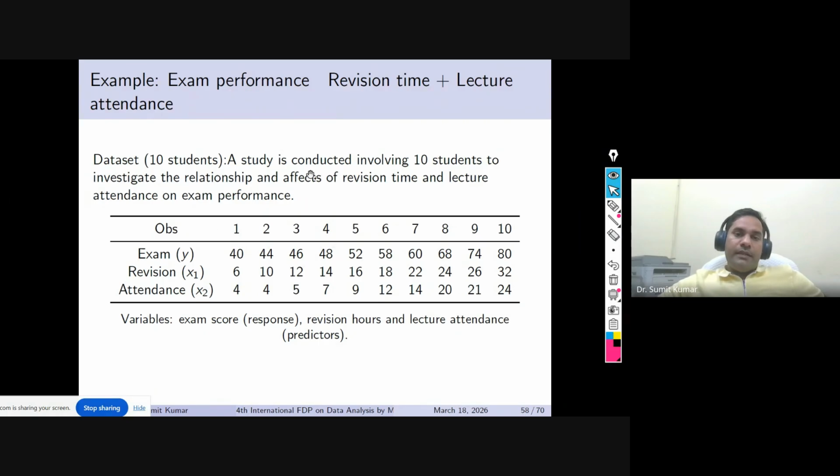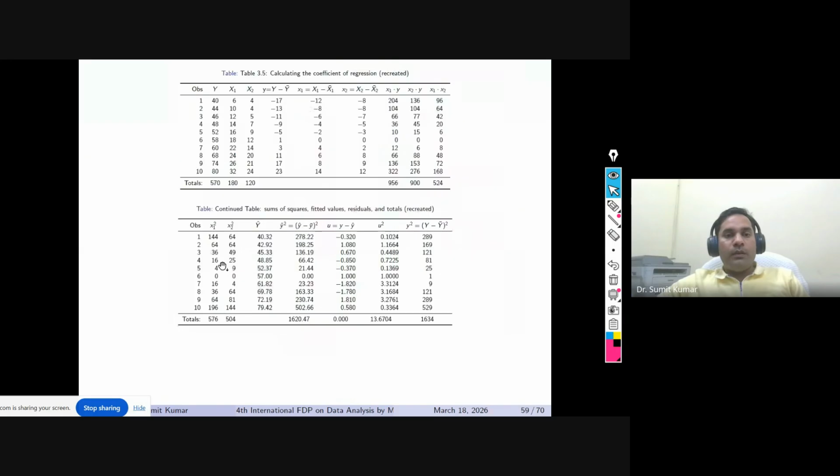This is a study involving 10 students, investigating the relationship and effect of revision time and lecture attendance on examination scores, which is y, the dependent variable. Is there any effect of revision on the course, or of having attended the class? Both variables we have taken: are they effective to get a higher score in the exam? So this is the problem.